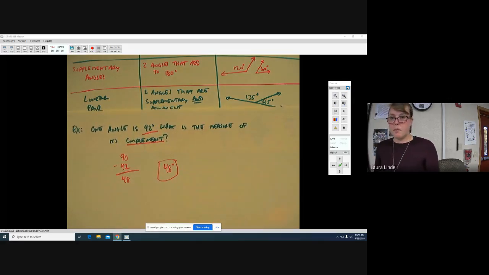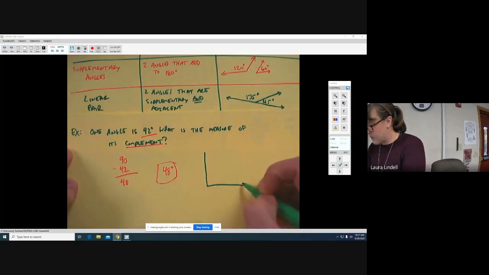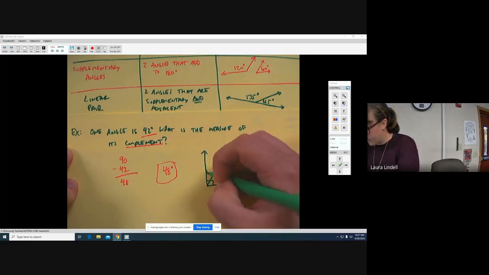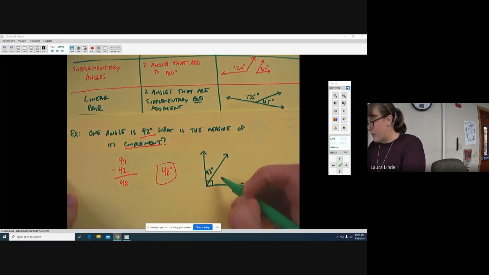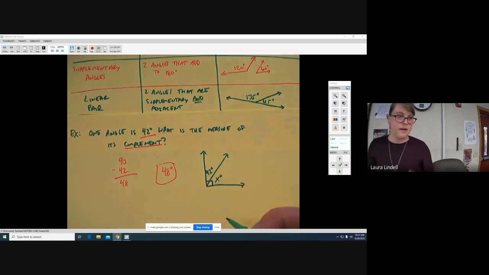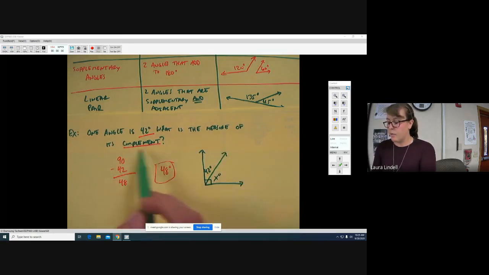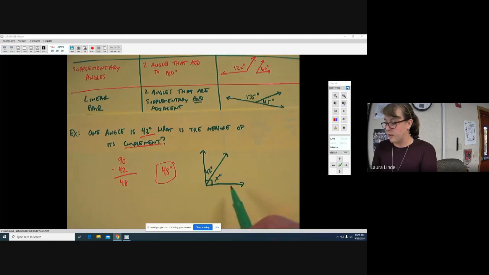Another version of this problem that you might see is something like this, where they show you a picture here, and you know that this one is 42 degrees, and they want to know what is your missing measure here. So it's the same idea. This is a way of doing it where you're asked with words. This is a way of doing it where you're asked with a picture. Either way, this should give us the idea that we're doing 90 minus 42.